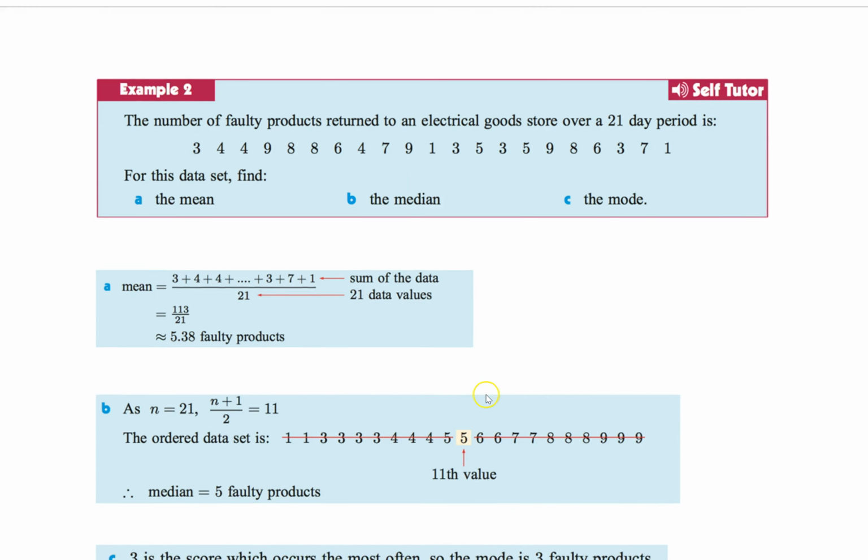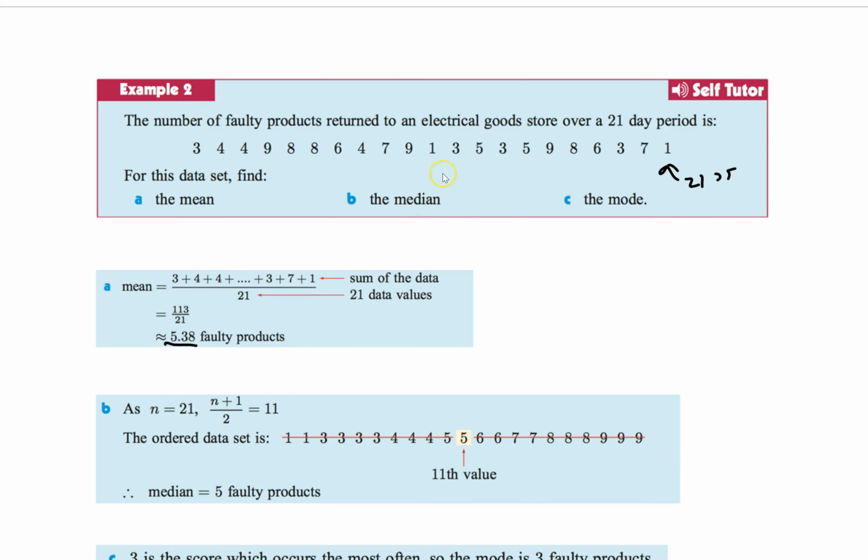Okay, now let's look over some examples. Look at this first one here. The number of faulty products returned to an electrical goods store over a 21-day period. That just means the first day, 3 products returned, the second day, 4 products returned, third day, 4 products returned, etc., until you get to the 21st day. So you already know there's 21 days, 21 numbers. If I want to find the mean, I'm not going to bore you and write it all out, but all you do is add them all up and divide by 21, and you get 5.38.